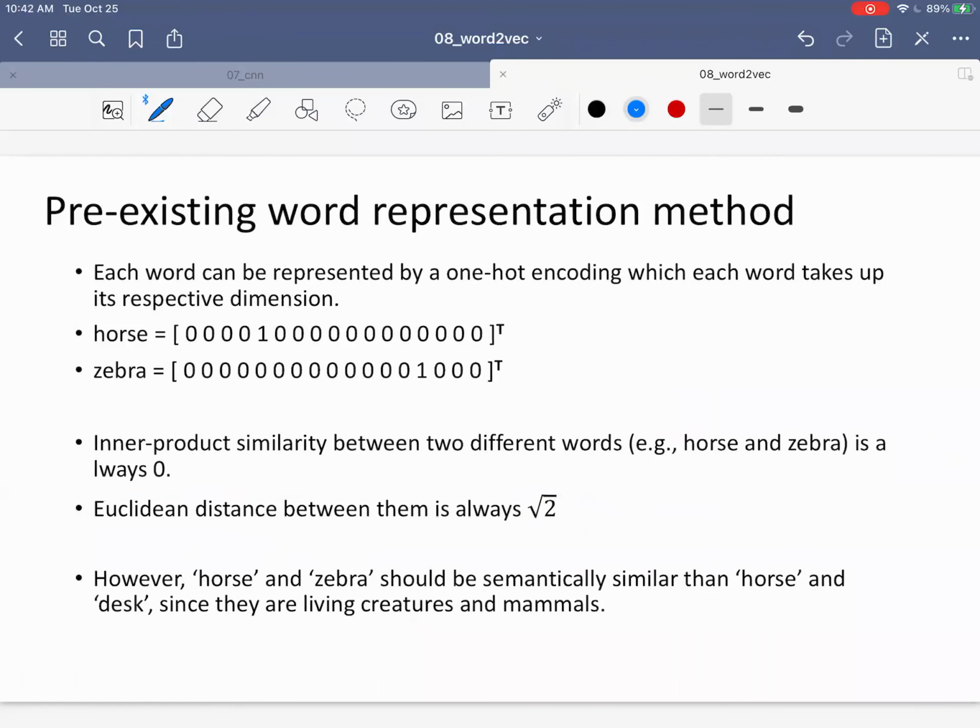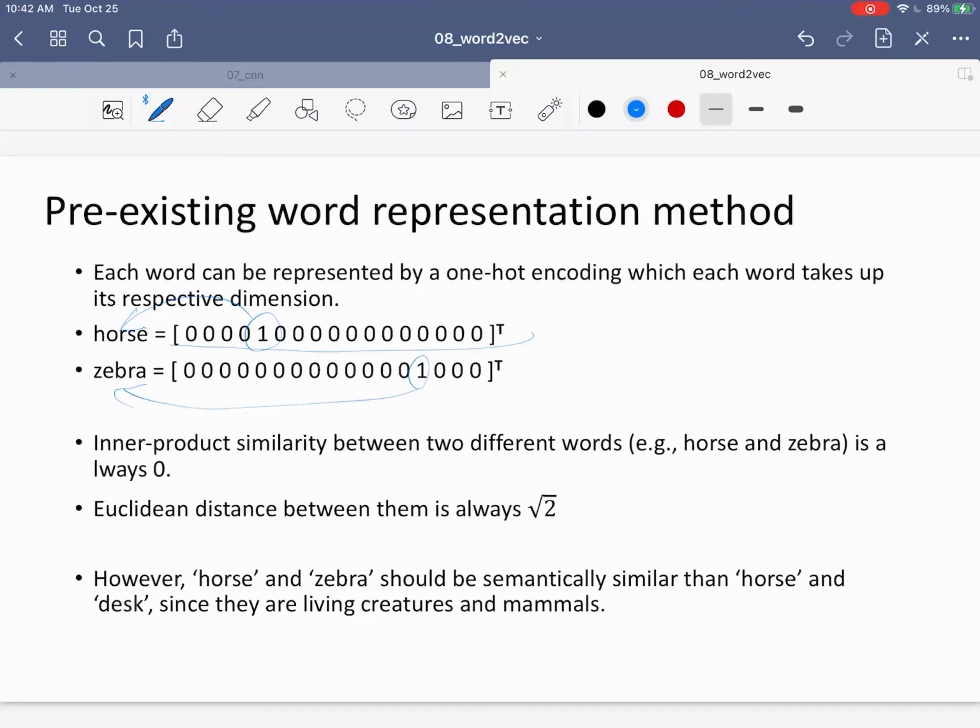So just an example. Let's say that there are only so many words in the English dictionary. What's the dimension here? It's like 20 or something, right? And we happen to use the fifth dimension as a representation of horse, and fourth from the back to represent the word zebra. So this can be a typical example of a one-hot representation of two words, horse and zebra. The problem is that even though the word horse and the word zebra are semantically close to each other because they're both horses, right?